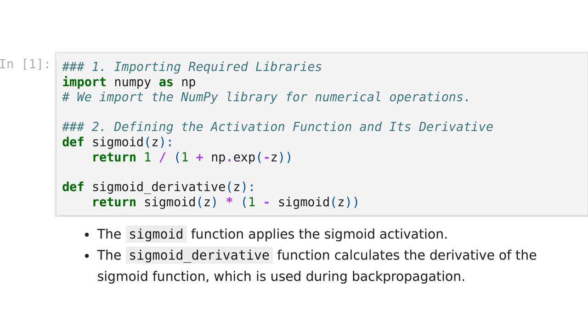Next, we define our activation function, which in this case is the sigmoid function. This function is responsible for squashing the output of a neuron to a value between 0 and 1, making it ideal for representing a probability. We also create a function for the sigmoid's derivative. This derivative is essential for the backpropagation algorithm, as it helps us calculate the gradients needed to update our network's weights during training.